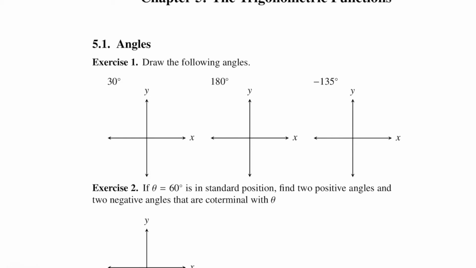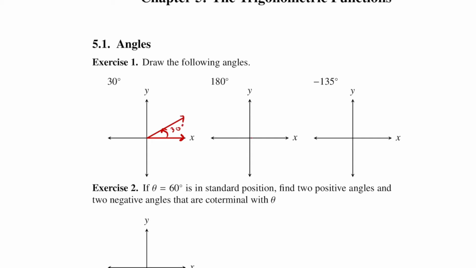So let's draw that 30 degrees. This is the initial side that you start with, and you want to go out 30 degrees. Well, the entire circle, one complete circle or revolution, is 360, so 30 would have to be approximately about here. And the orientation is this direction, counterclockwise. So that's our 30-degree angle.